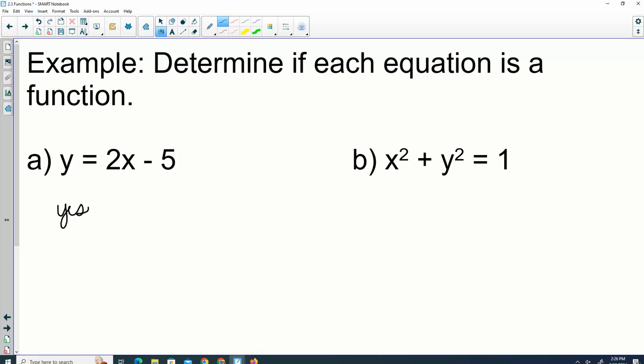Okay, what about b? Let's say I put in a number for x, maybe 0. Okay, so I plug in a 0. I get y squared equals 1. So what's y? Plus and minus 1. So if I put in 0, y could be positive 1, or y could be negative 1. Is that a function? No, because I have one x and I got 2 different y's out.